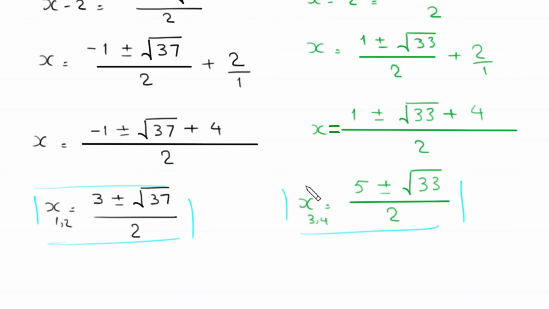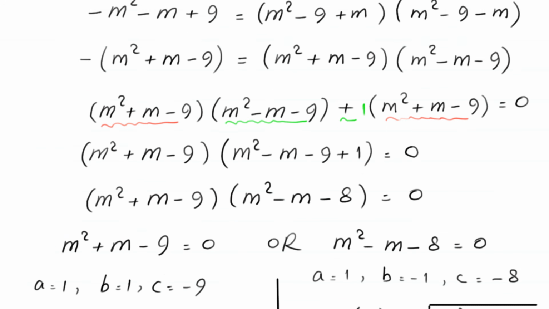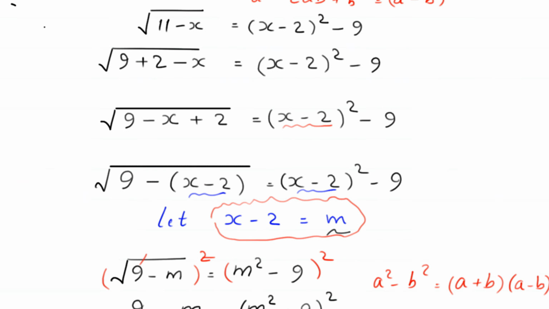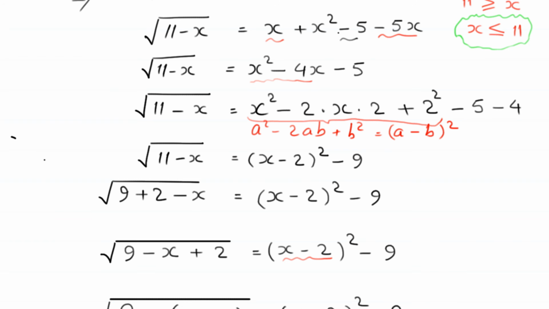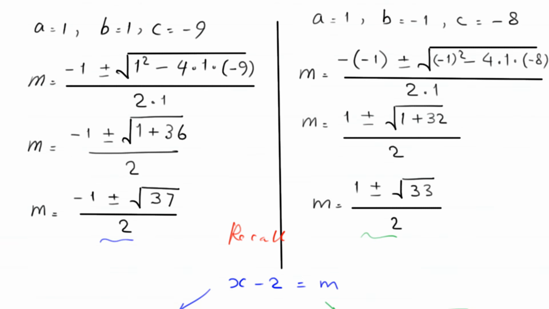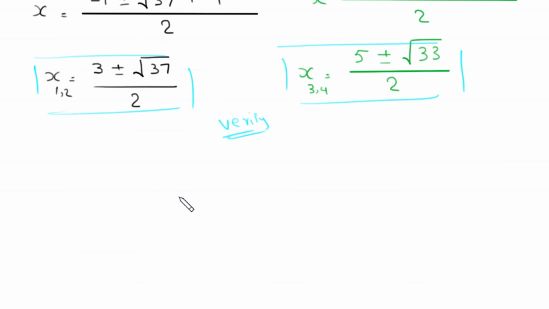So we have 4 values of x. Now let's verify these values of x. To verify these values, we use the domain: x must be less than or equal to 11. The domain of this equation is x must be less than or equal to 11.